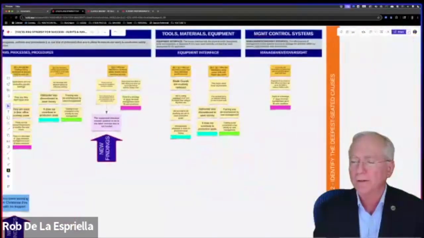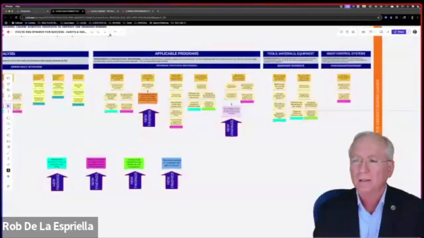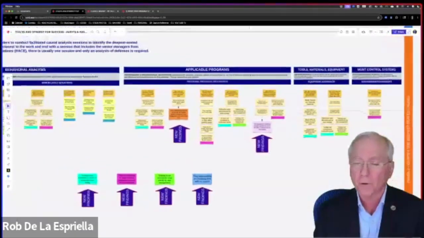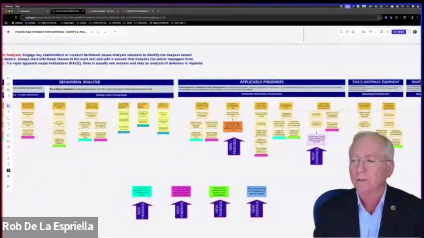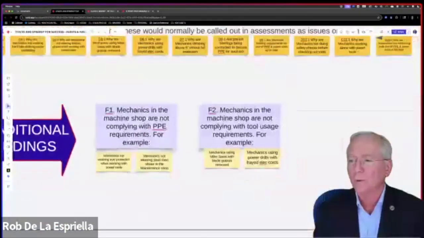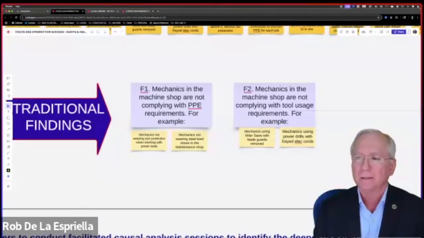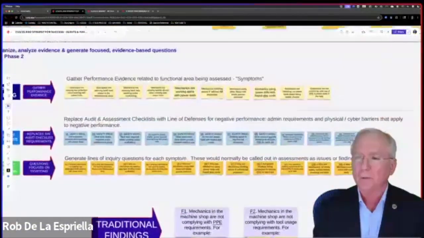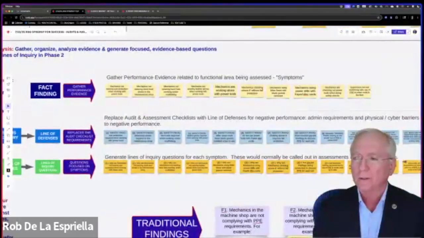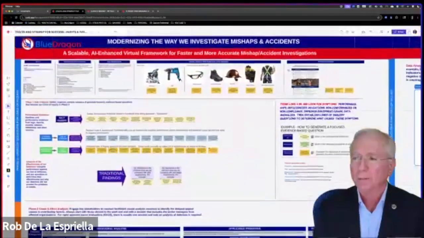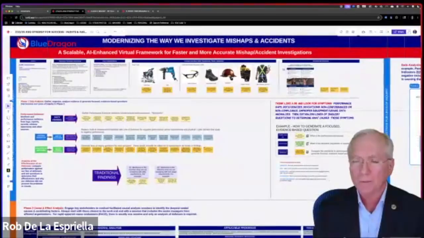So you see how this very quickly, in very short order, after a quick session or two, asking some good, focused, evidence-based questions, you get to some real issues. Here's 6 findings. Compare that to the old school findings. So I wanted to get that point across, that we're not doing ourselves a lot of favors by doing the old traditional checklist.